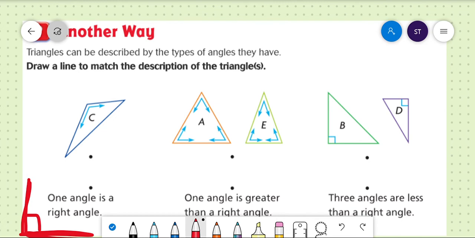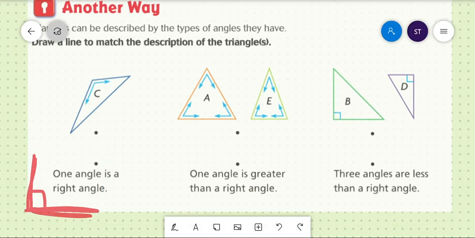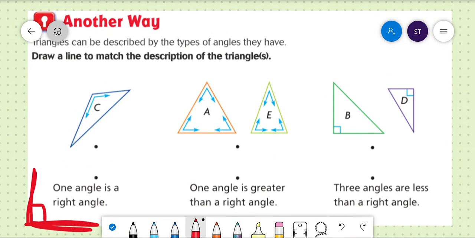And next it says one angle will be greater than a right angle. And last it says three angles are less than a right angle. Okay, so first we're looking for one angle that has a right angle. We're looking for one angle that is greater than a right angle, and we're looking for all three angles that are less than a right angle. So let's see what we can match up.